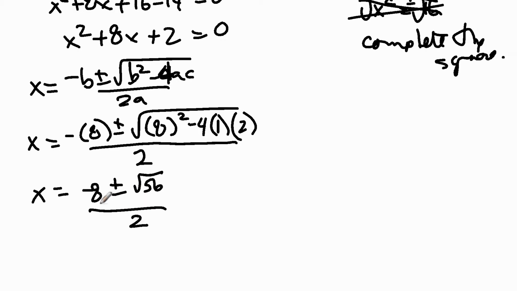Now, I'd love to divide this 2 into there, but I have to divide it into both. I can't divide it in this one because it's a square root. But maybe I can simplify 56. I'll bet 4, which is one of those perfect numbers, will divide evenly into that. So it'd be minus 8 plus or minus root of 4 times, how many times is 4 going into 56? 4, 14 times. All over 2.